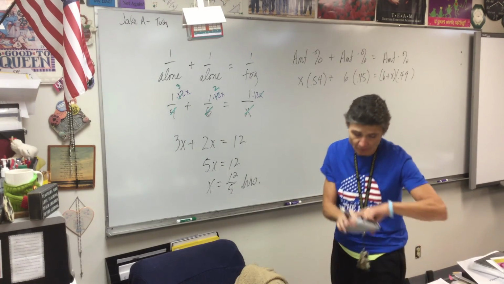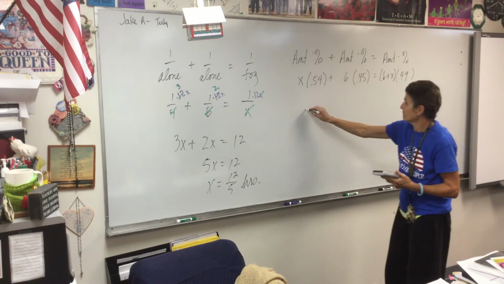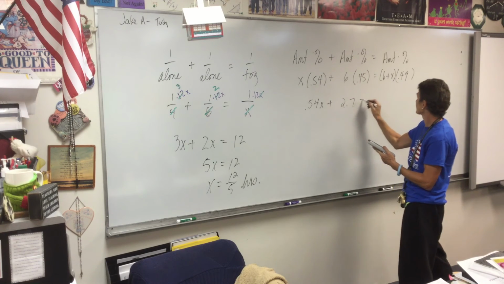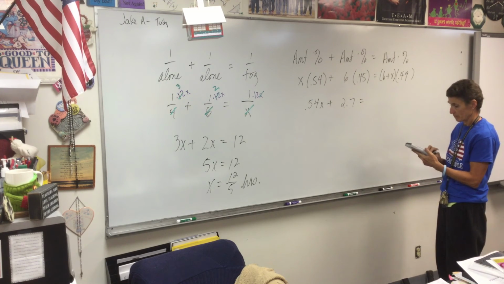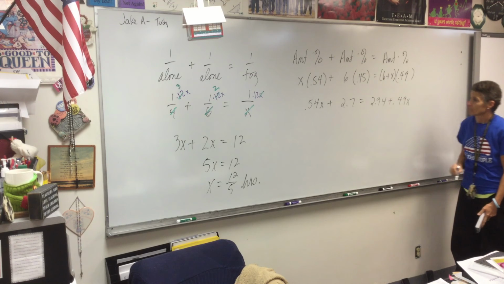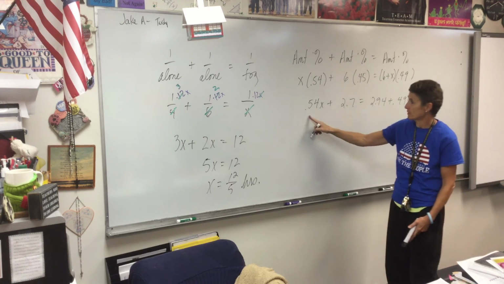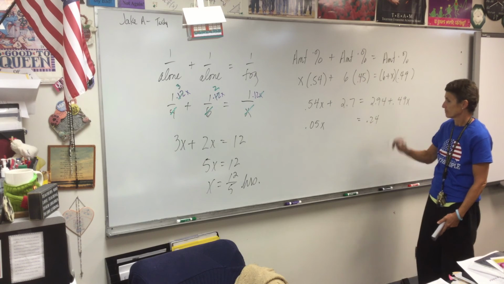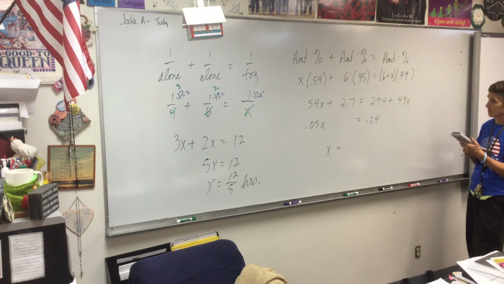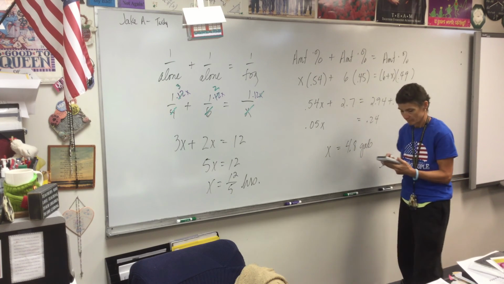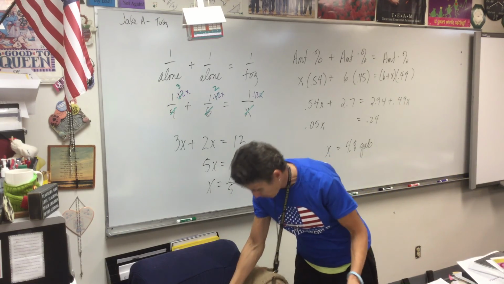So here we go. I'll get a little calculator help here. So 0.54X plus 2.7 equals 2.94 plus 0.49X. So let's move this guy over here and move this guy over here, and I'll divide. Looks like 4.8 gallons. Or quarts. What was that? Quarts, not gallons, it's quarts.